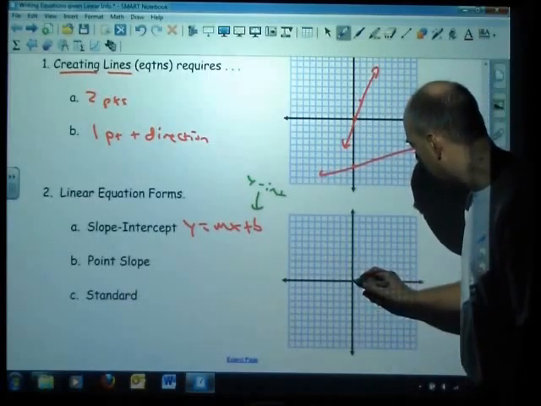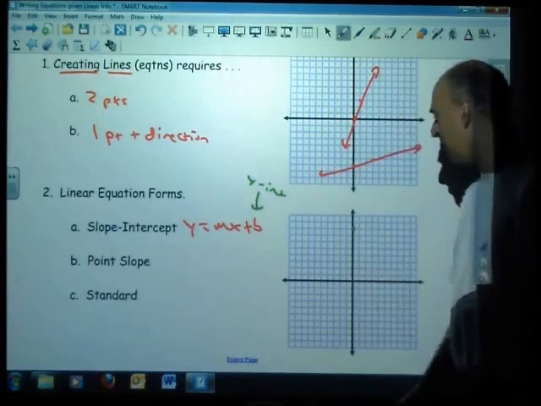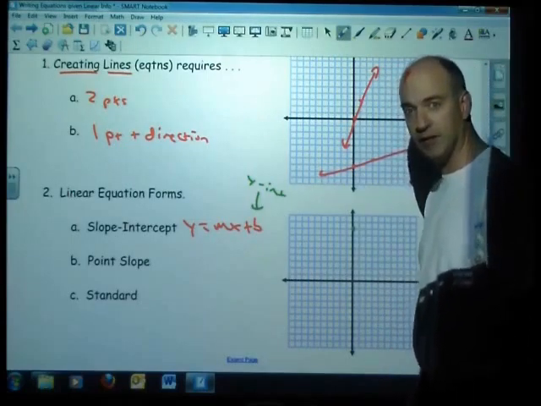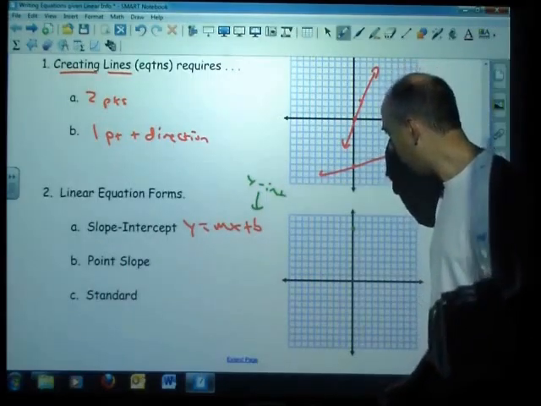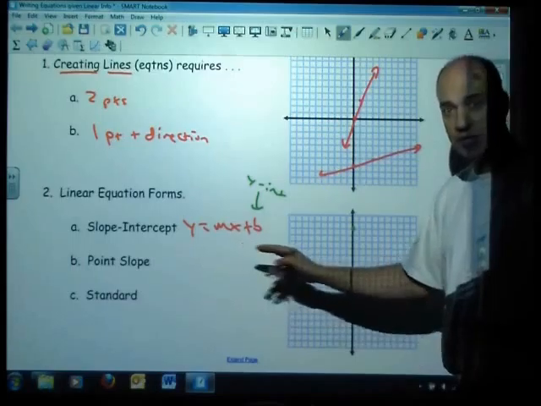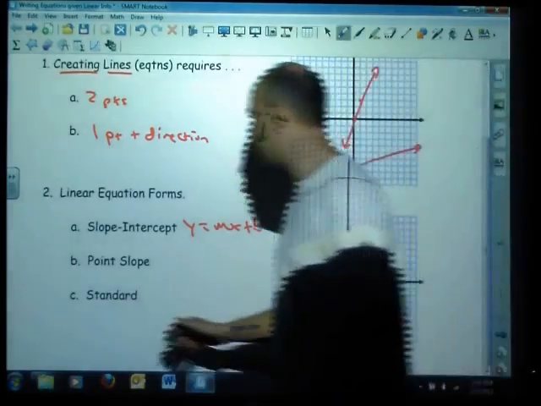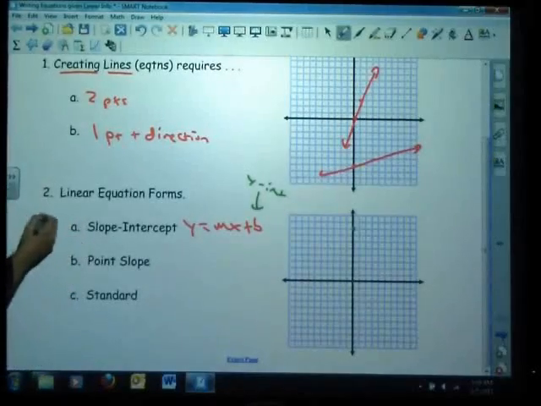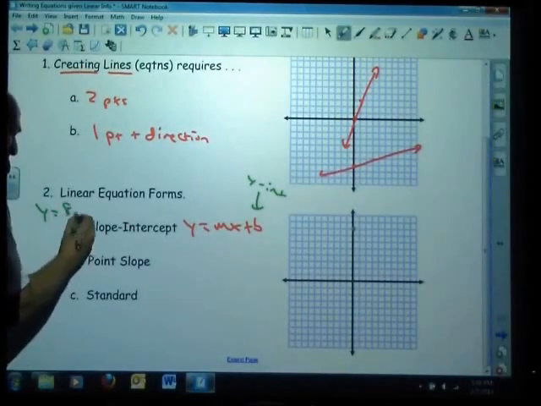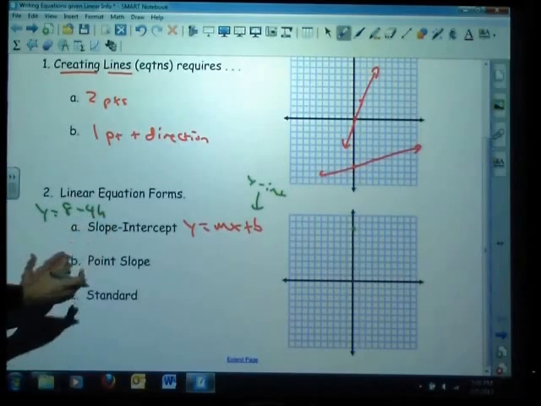So I could say I've got a function here, and it starts up here at 8. Maybe I've got 8 assignments I've got to do for homework. I hope I don't ever have that teacher. And I'm going ahead and doing them, and from there it's going down. Let's say I can do 4 an hour. So I can make an equation: y equals, I started with 8 assignments, it's going down 4 every hour. And this would essentially be slope-intercept form.